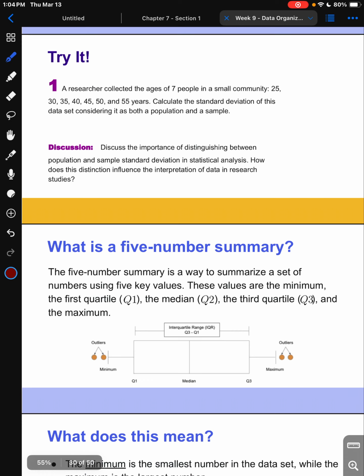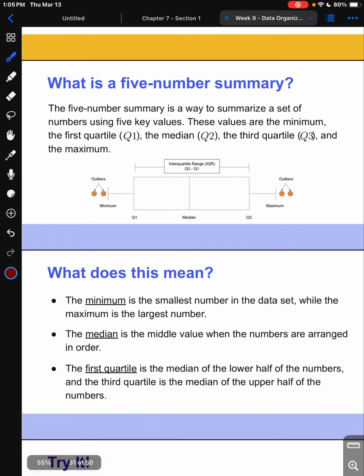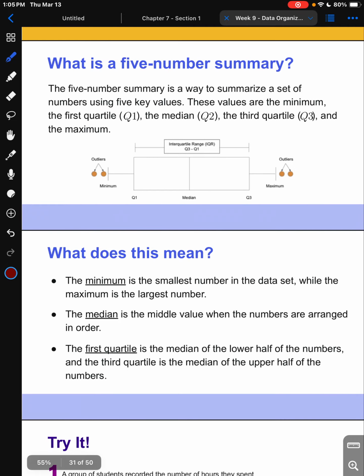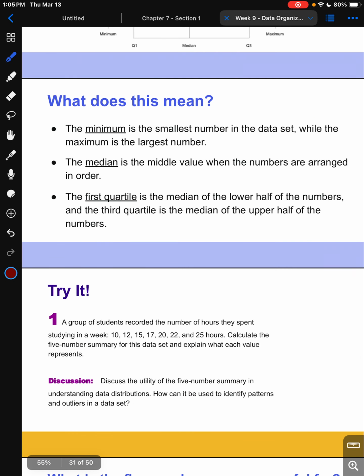A 5-number summary is important. It takes into account outliers. So the minimum is the smallest value, the median is the middle value, and the first quartile is the median of the lower half. So if we have these numbers, 10, 12, 15, 17, 20, 22, and 25, let's find the median. 1, 2, 3, 4, 5, 6, there's 7. So we're going to be looking at the middle number, which is 17. So 17 is the median.